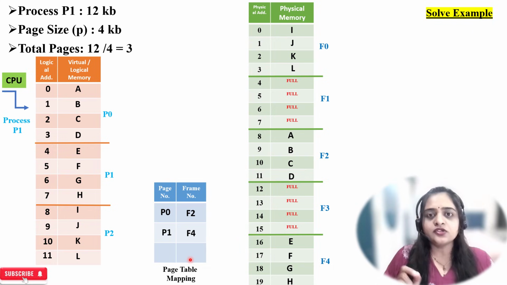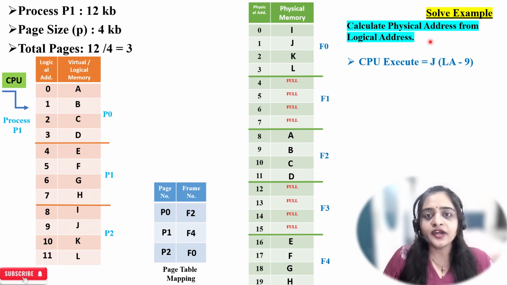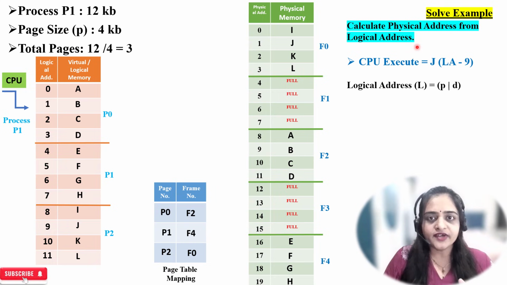Got it? So the CPU just interacts with the logical memory, but this data is actually stored in physical memory. When the CPU wants to execute a particular program, that program goes to the physical memory for execution purposes. Otherwise it is stored in the secondary memory. Got it? Now see. You have to calculate the physical address from the logical address. Now we are taking one example here.